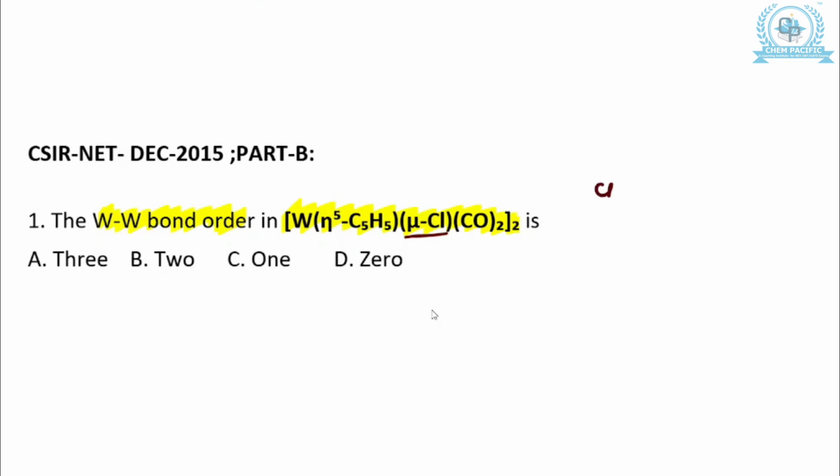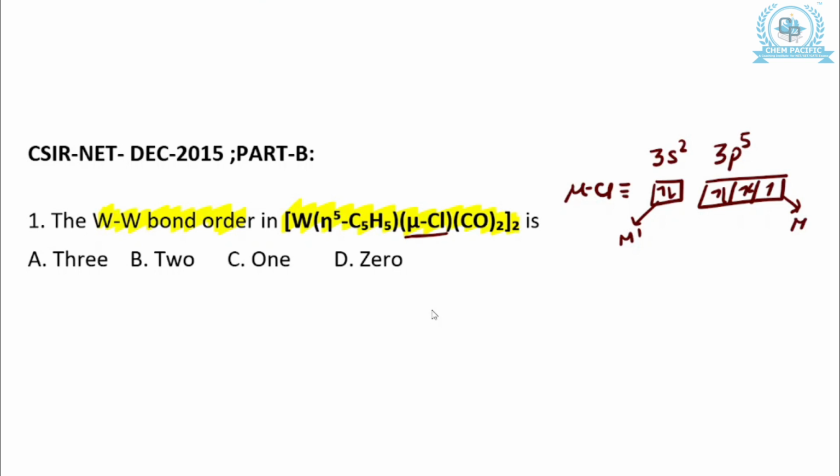See, the electronic configuration of chlorine is 3s2 3p5. When it is in the bridged form, it is getting bonded to two metals. So it has the electronic configuration 3s2 3p5. In the bridged form, it can form a coordinate covalent bond with metal 1, and a single normal covalent bond with metal 2. So here it is 2, and here it is 1. That is why mu-Cl is a 3-electron donor.